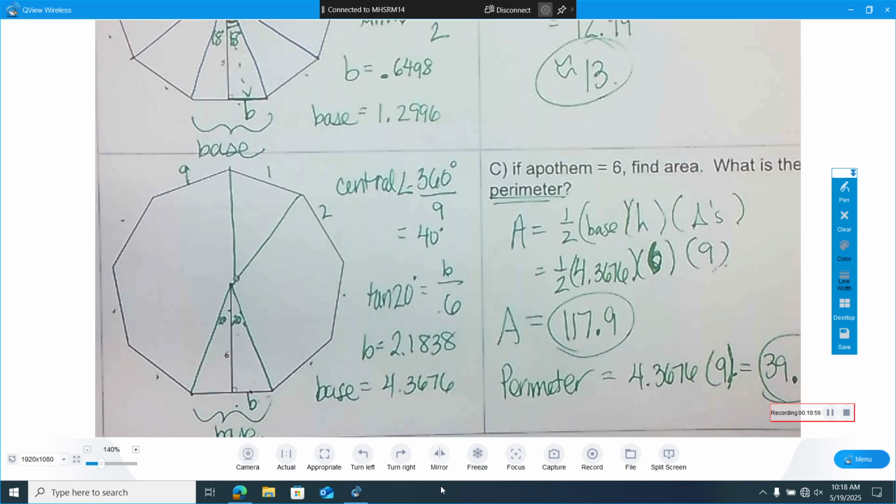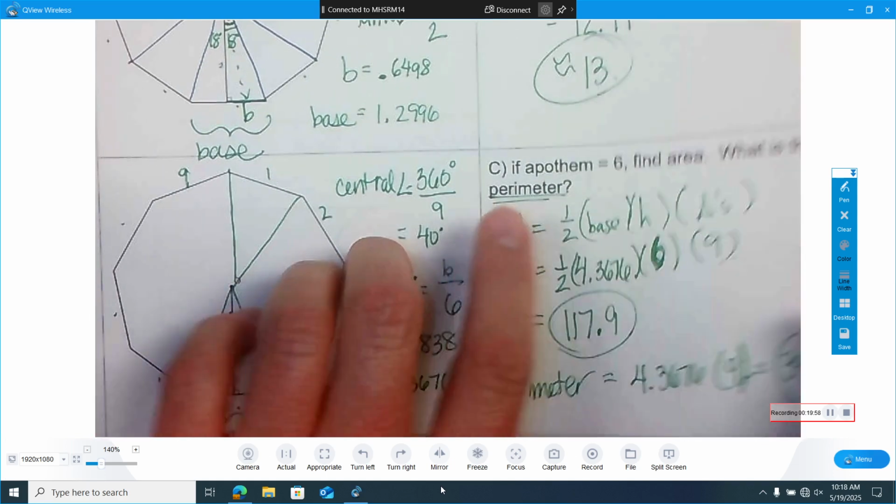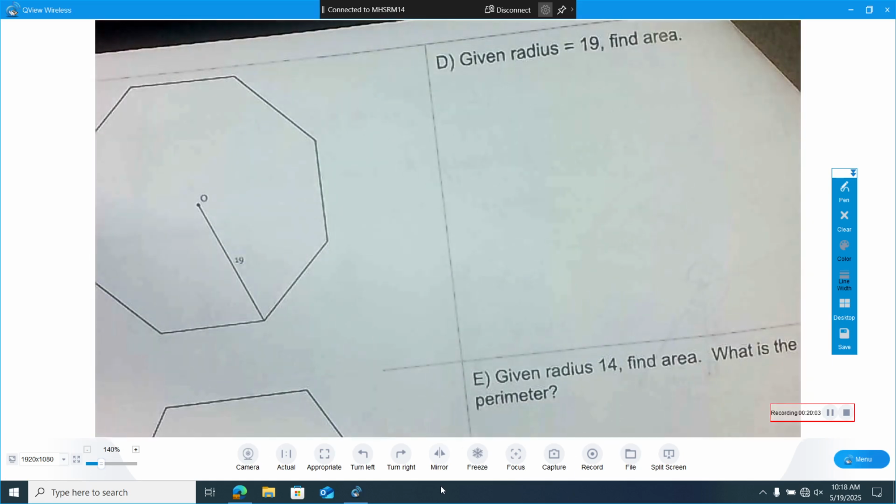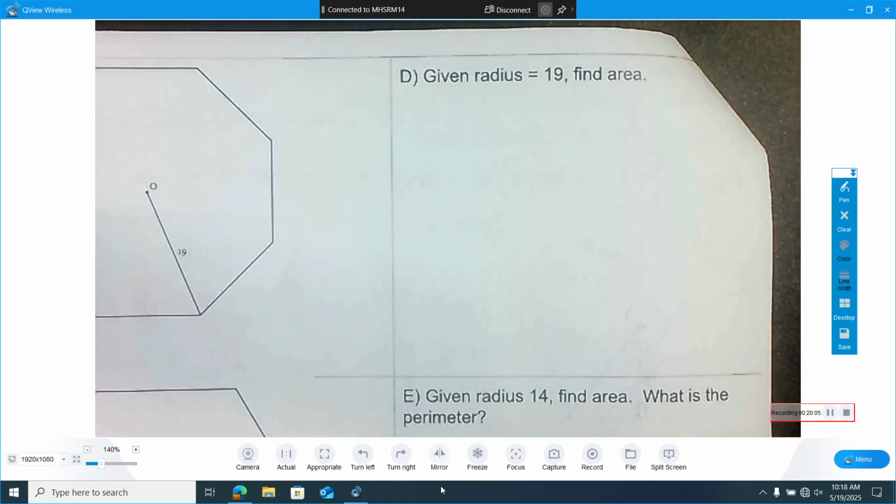Do you have a question for me on these? No, you got it? Okay, no, so it gets a little more complicated. Those are the easy ones. Oh, yeah. Okay.